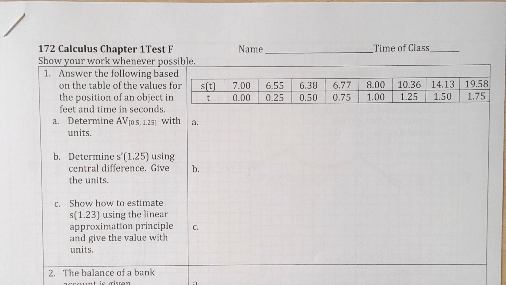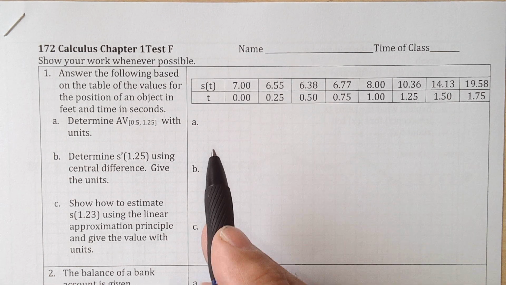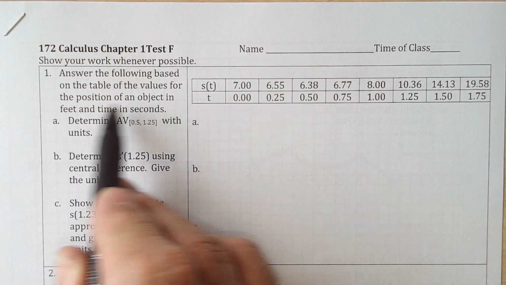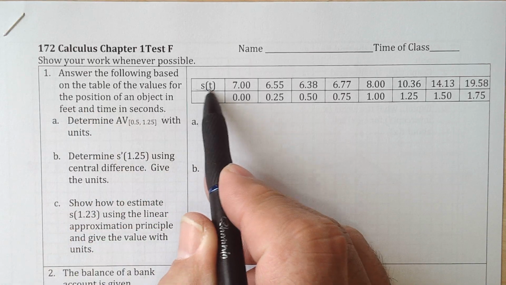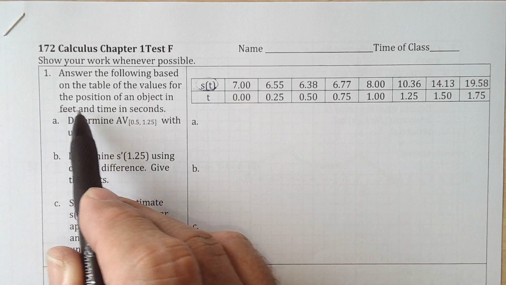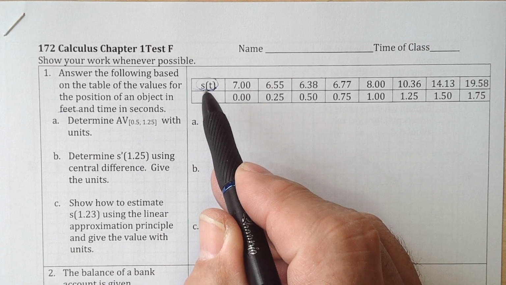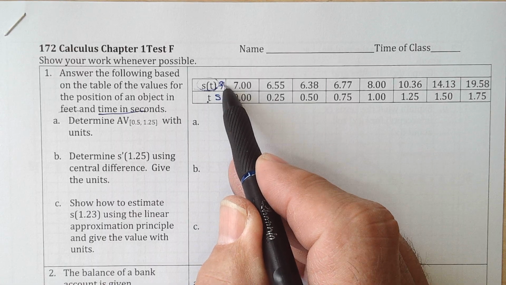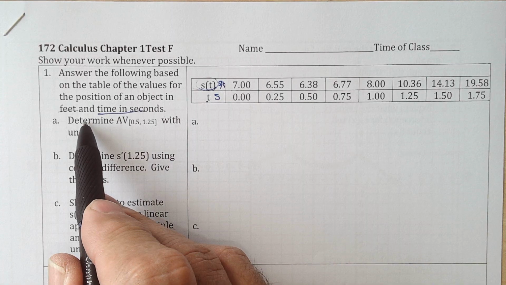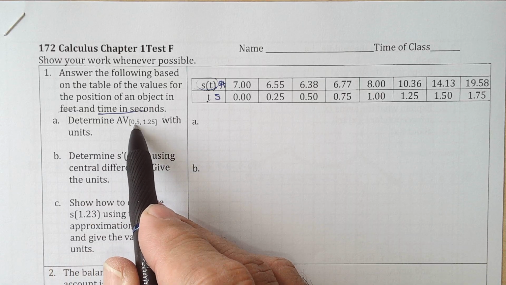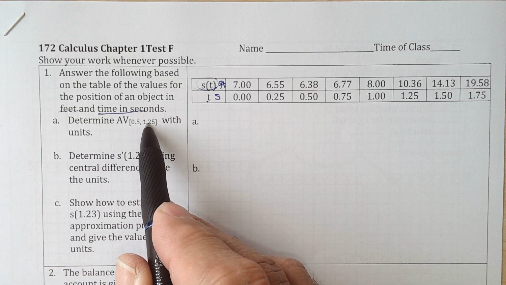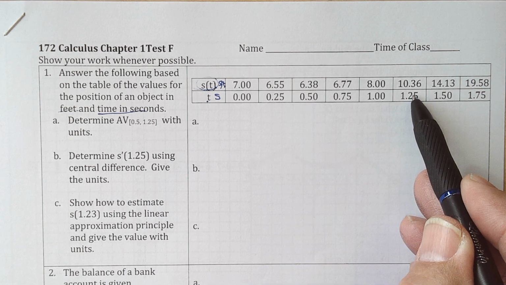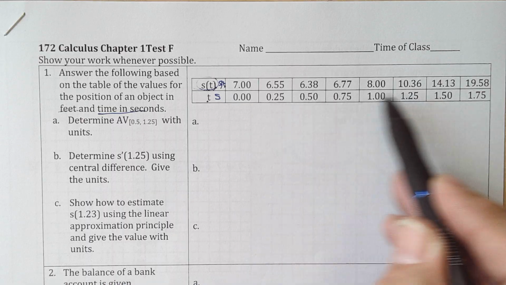Let's go over the test we took here. This is test F, and it says determine, first of all, the object's position, S of t, is in feet, so this is kind of like y, and this is kind of like x, time in seconds. And it says determine the average from 0.5 to 1.25. To find the average, you find the slope between those.